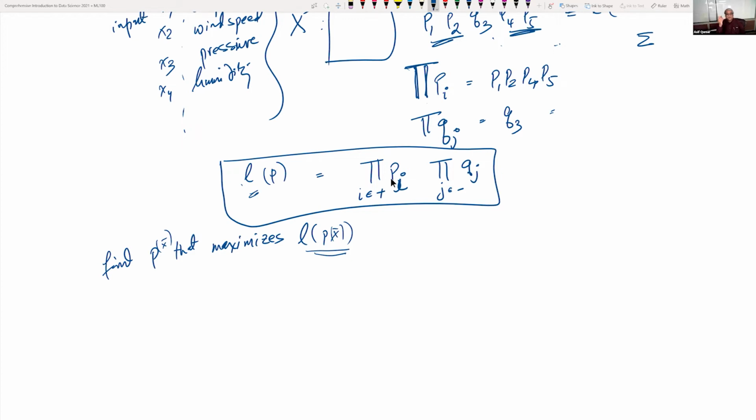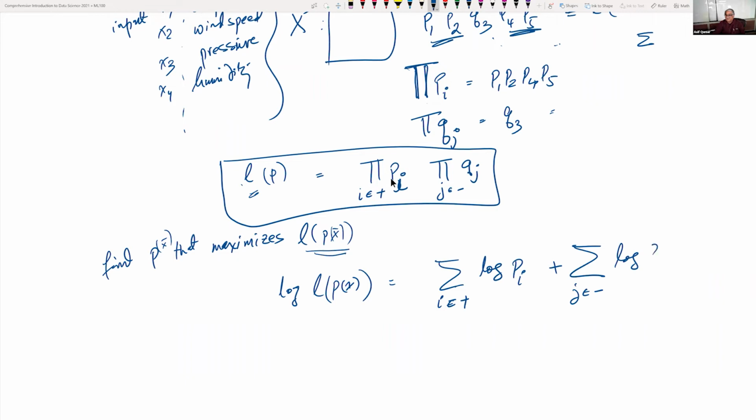What people do is they say, all right, let's take the log of the likelihood, the log likelihood, because log will make it additive. So now it becomes the sum over i belonging to the positive case of log of Pi, plus the sum over j belonging to the negative case of log of Qj. Is it beginning to look suspiciously like something we have done before?